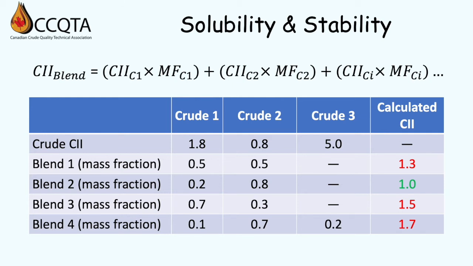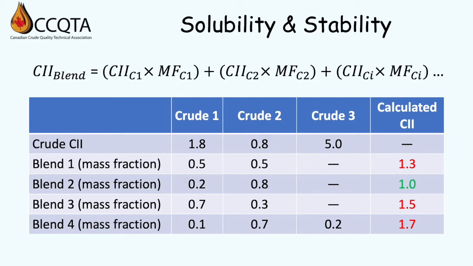Imagine you have 3 crudes entering your facility and you'd like to understand if they may become unstable and cause problems. Assuming you have reliable SARA data available for all 3, you can calculate the CII of each crude and use those blends to predict the stability of possible blends.